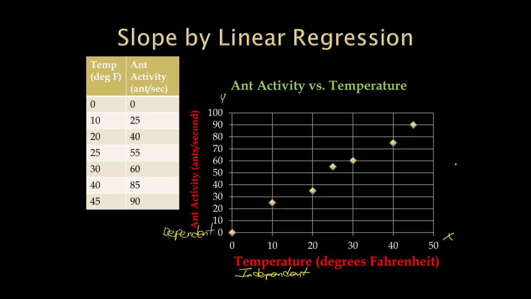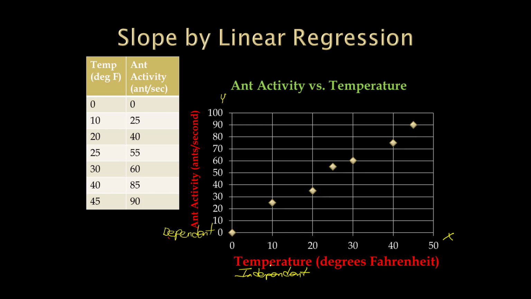So I produced a graph here of the same data that we looked at with the calculator. We see that we have our independent variable, the temperature from 0 to 45 degrees, and our ant activity from 0 to 90 ants passing a particular point every second. We've produced a well-labeled graph.